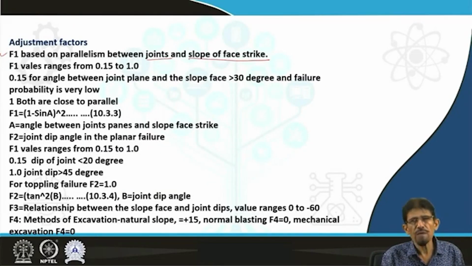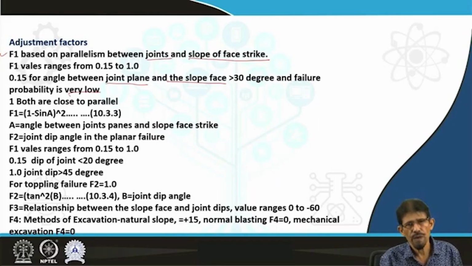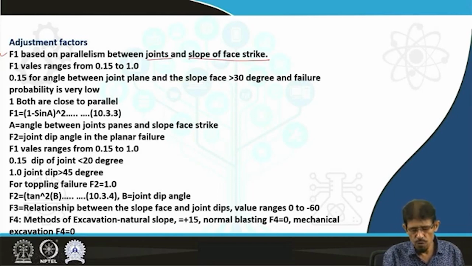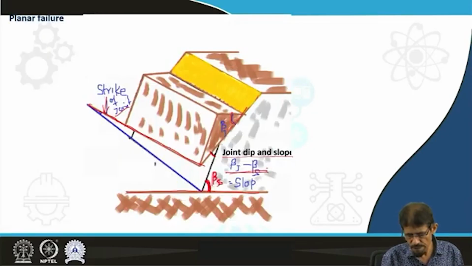F1 values vary from 0.15 to 1, where 0.15 is referred for an angle between the joint plane and the slope face strike of more than 30 degrees, and failure probability is very low. But when the value of F1 is 1, both are close to parallel. Later on, this F1 concept, earlier utilized as a general consideration to give a value between 0.15 and 1, people started calculating as F1 equals (1 minus sin A) whole square, where A is the angle between the joint plane and slope face strike.